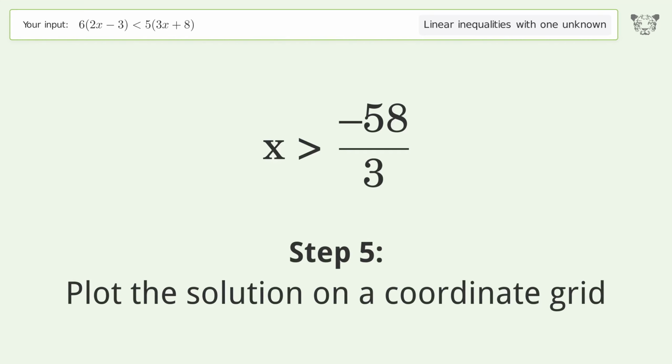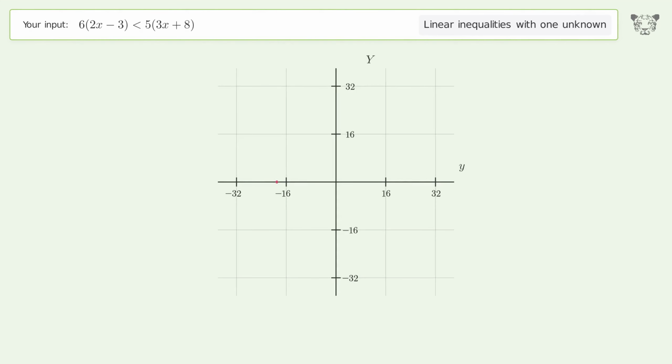Plot the solution on a coordinate grid. And so the final result is x greater than negative 58 over 3 greater than negative 191 over 3.